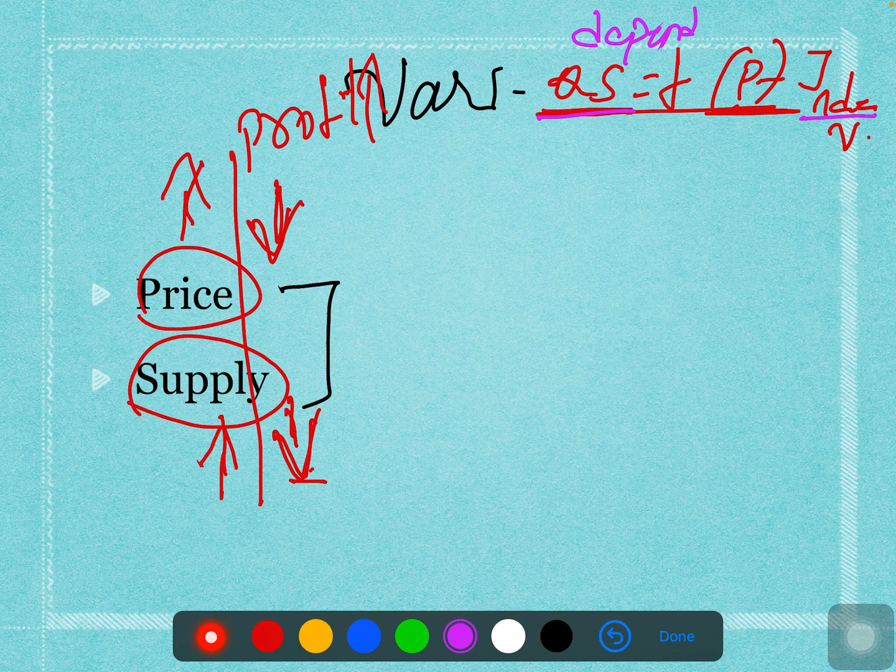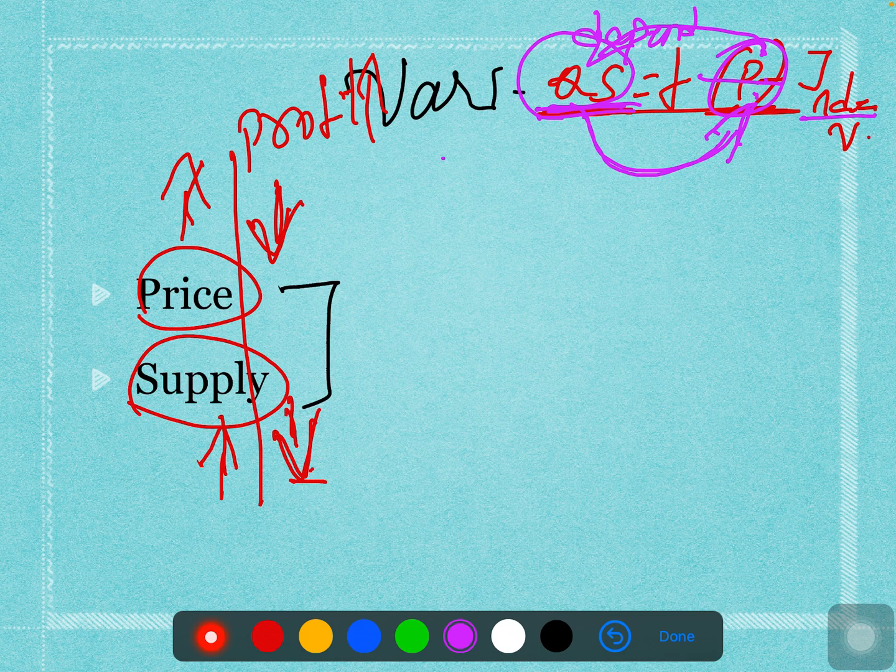Why is this the independent variable and why is this the dependent variable? Because whenever price changes, only then will supply be influenced by price. After the price, quantity supplied is going to react. The quantity supplied is completely dependent on the price changing. That is the reason we say quantity supplied is the dependent variable and price is the independent variable. Whenever price changes, automatically the quantity supplied is also going to change.